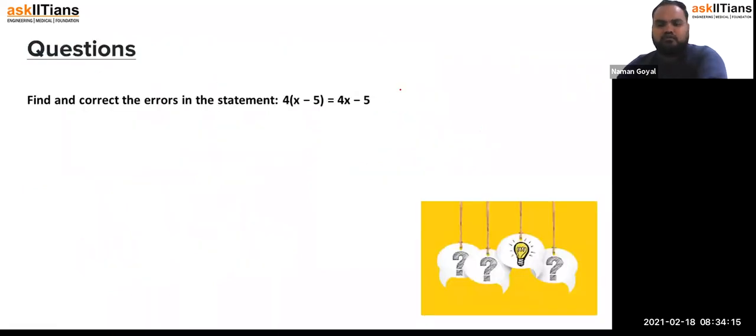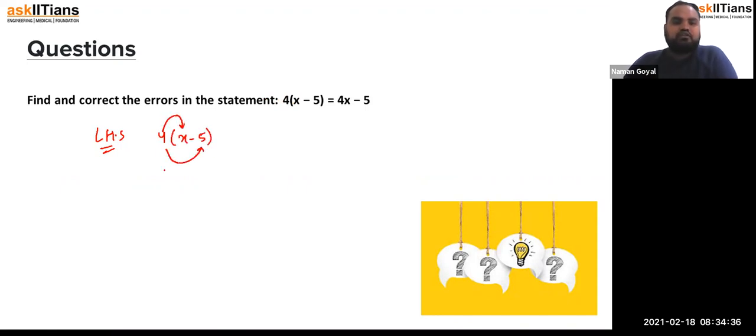Now there is a question, we have to find and correct the error in the statement. So we are going to find the error first, then we are going to correct it. So LHS, we have to take LHS in these types of questions. LHS is 4 into x minus 5. So what it means, 4 is going to be multiplied with x, as well as 4 is going to be multiplied with 5 also. So this quantity gives 4x minus 20. Okay, so what is the error? They multiplied 4 by x, but they didn't multiply with 5, and this is the correct answer.